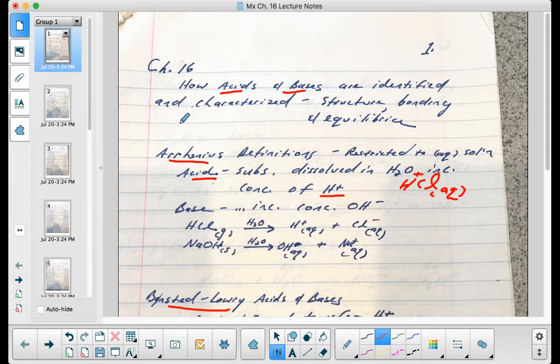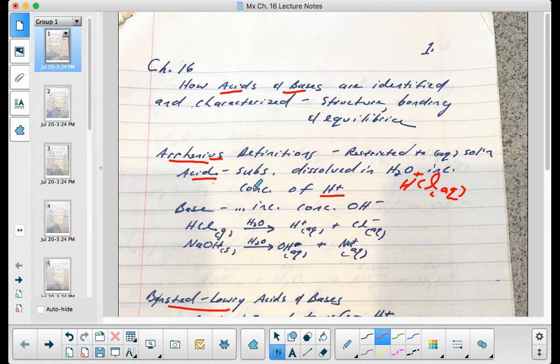Hi, this is the beginning of chapter 16, and 16 is all about acids and bases and their identification. First thing is the definitions of acids and bases, and the first definition is the Arrhenius definition, and that's for acids and bases that are aqueous solutions.